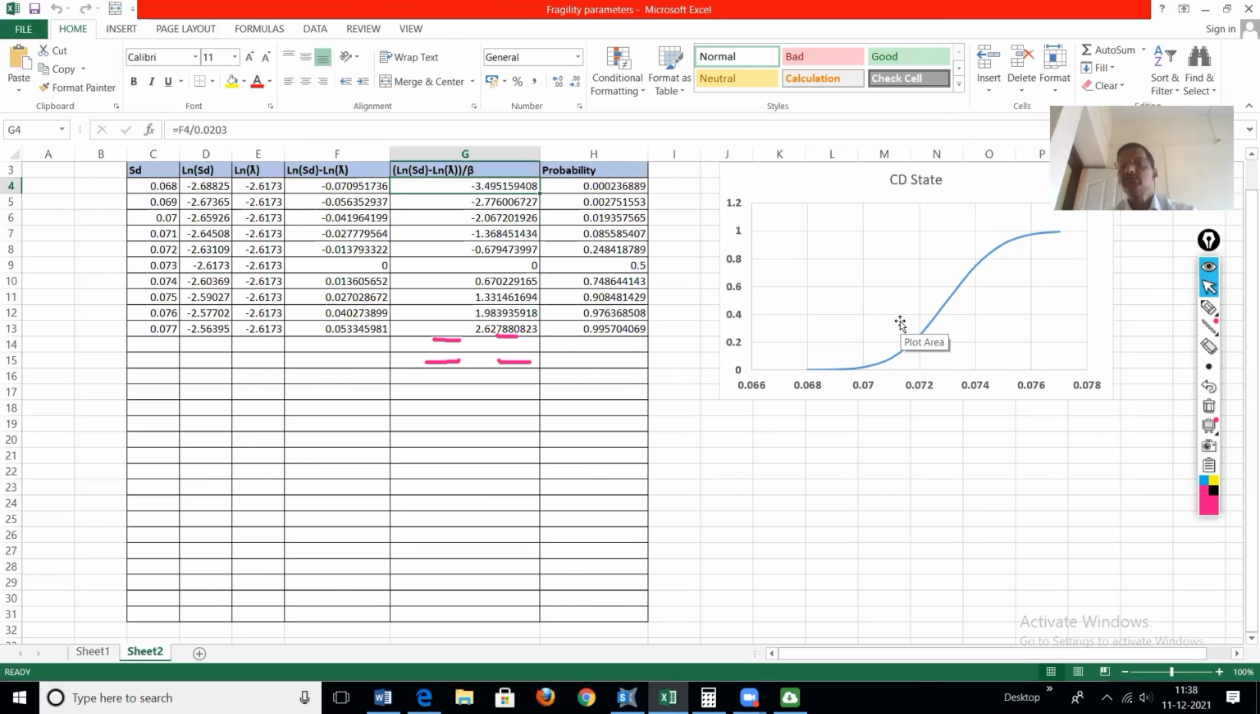So in this case, the seismic fragility curve from the pushover analysis data we can construct. So this is the end of the tutorial. Thank you.